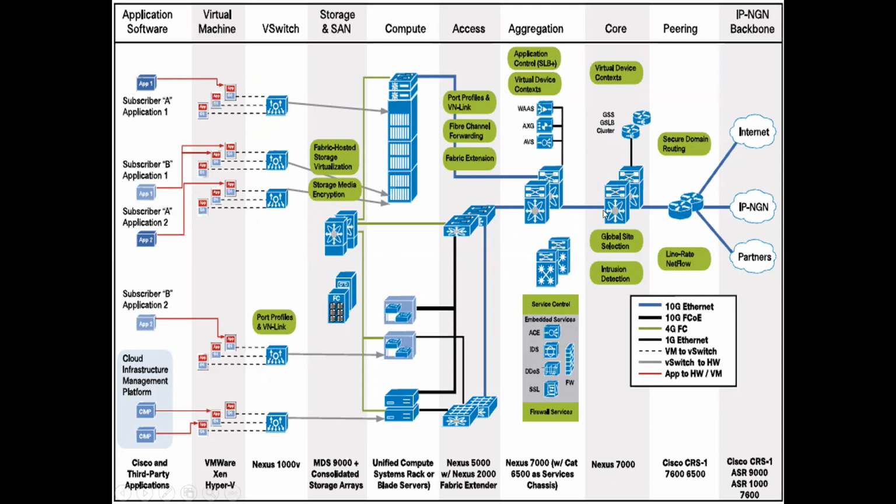Okay, the next column is core. In the core, it includes global site selection, intrusion detection, secure domain routing, and line-rate NetFlow, which make up the peering components. So Cisco uses the hardware here with the peering. The last one is the Internet Protocol Next Generation Network, IP NGN, backbone. There is the infrastructure on which video, mobile, cloud, and Cisco managed services can be built. That lists what Cisco uses.